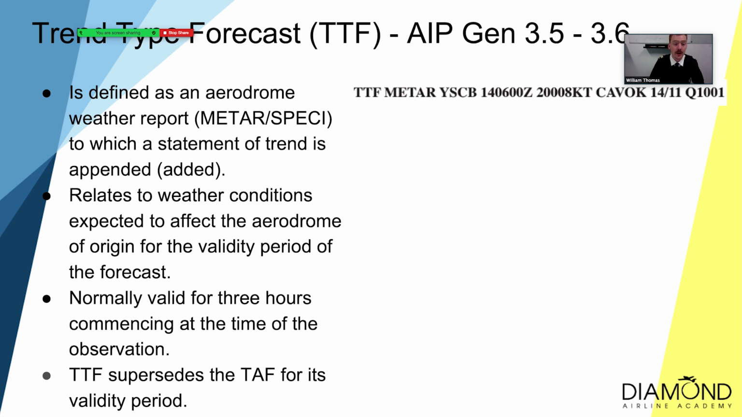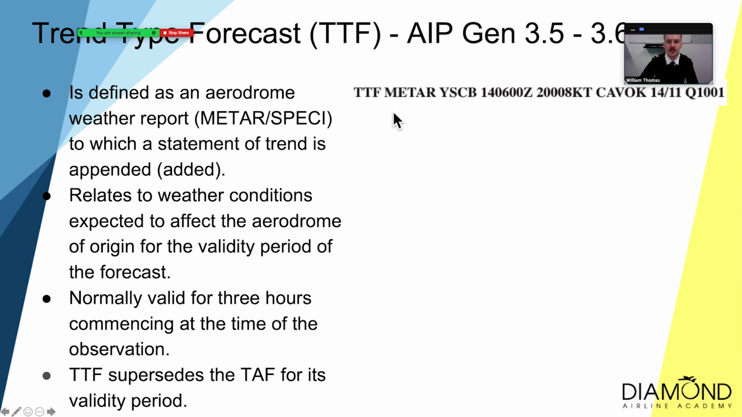Normally valid for 3 hours, trend type forecast commencing at the time of the observation. Trend type forecast supersedes the TAF for its validity periods. Somewhere like Melbourne Tullamarine will have a trend type forecast, and if our ETA lies within the validity period of the trend type forecast, then we will rely on that rather than the TAF. Now remember, the validity period is from the initial METAR's time of observation plus 3 hours.